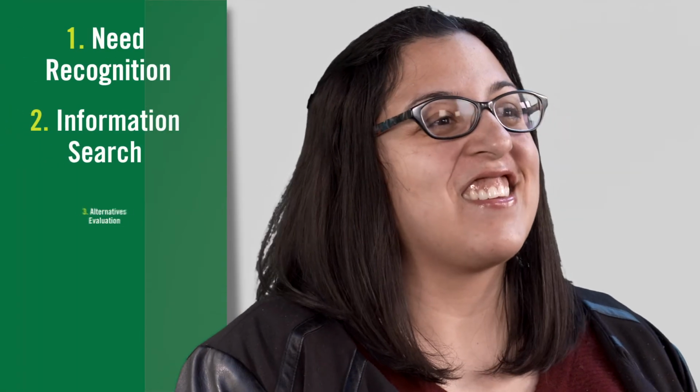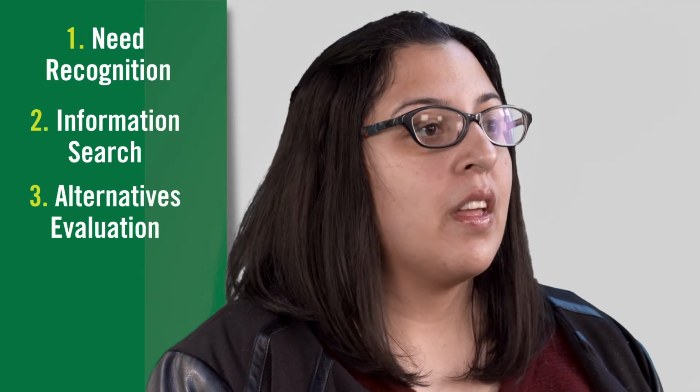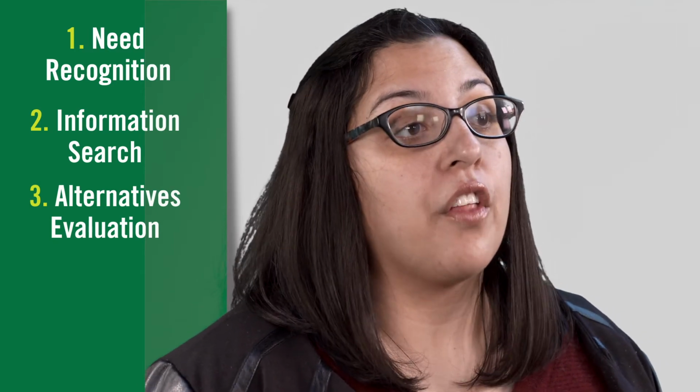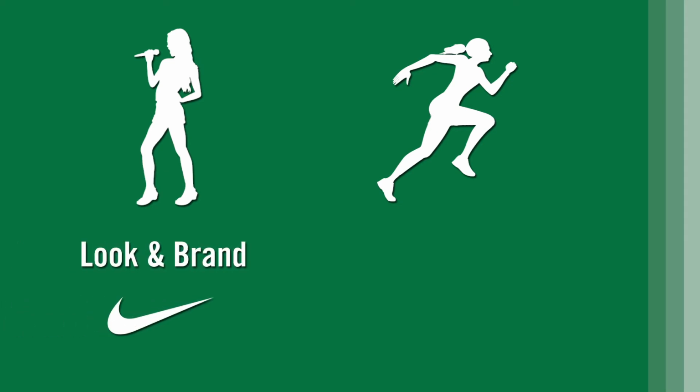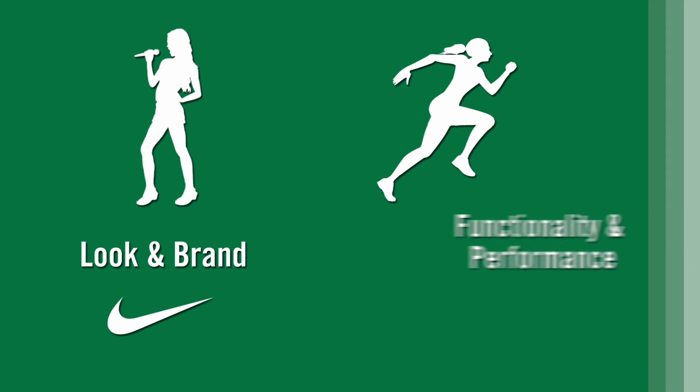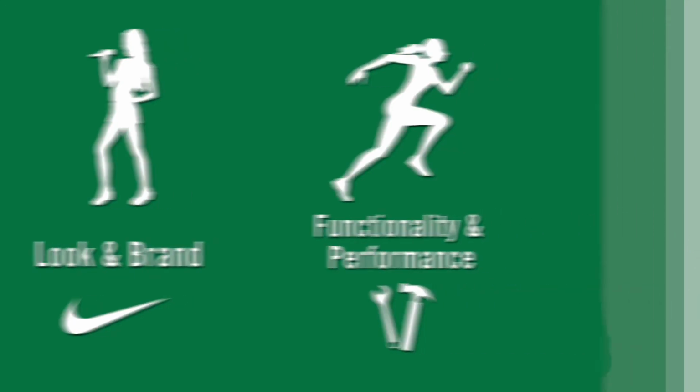The third stage is alternatives evaluations. In this stage, consumers look at all their options and decide which of their options is the best. Each consumer will have different things that are important to her or him. If we look at the rock star and the athlete, each of them has different values. The rock star, for example, might care a lot about the look and brand of the shoe, while the athlete might be more interested in fit and functionality or performance. The key here is that your offering should match the values of your consumers.